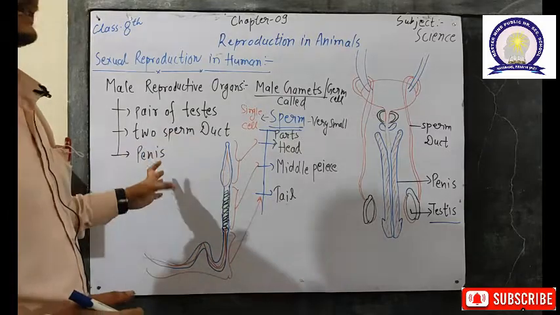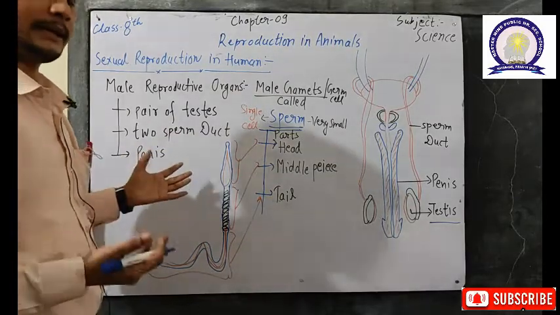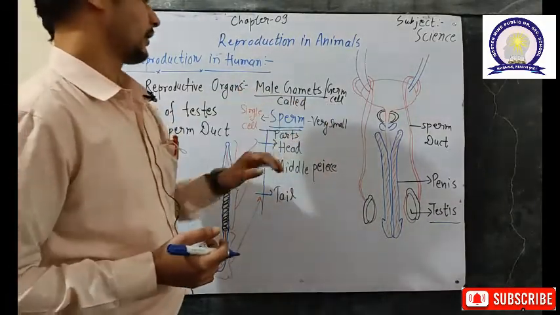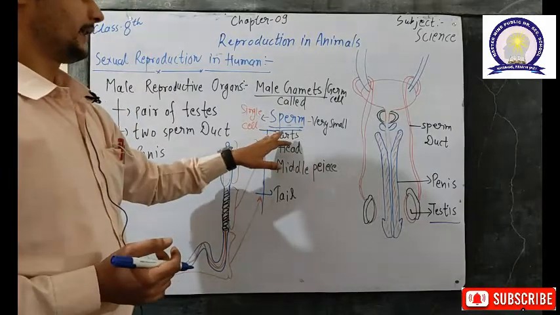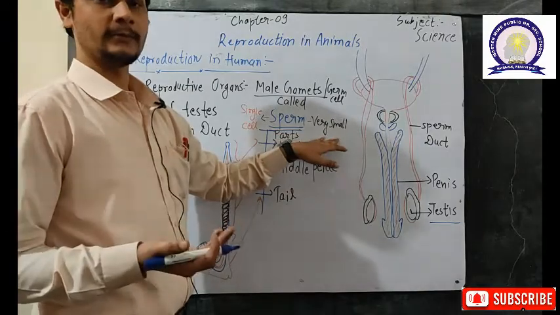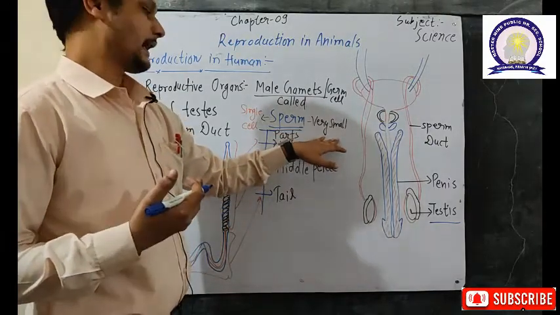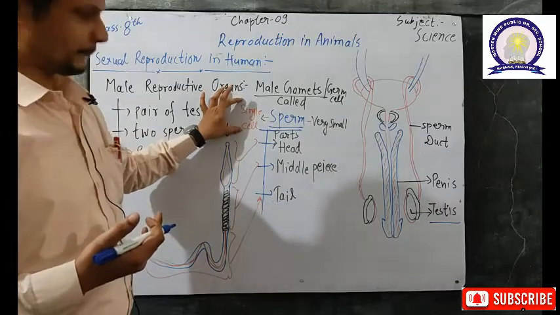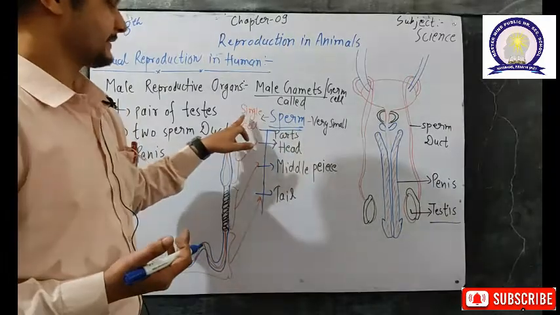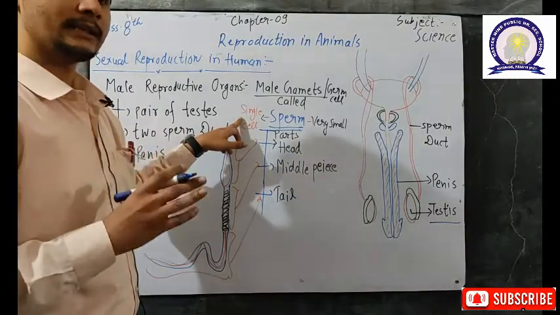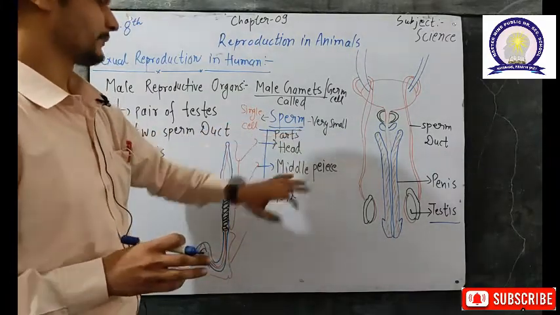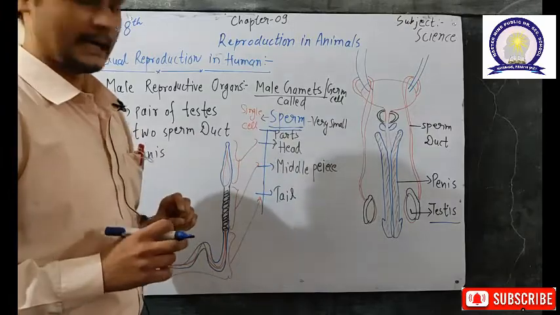Now what type of cell is produced by the human male that is required for sexual reproduction? The male gamete or germ cell, also called a sperm, is very small; you can't see it with the naked eye. If you want to see it, you have to use a microscope. It is also a single cell. That means the various organelles that are present in a normal cell are also present in a sperm. Now sperm has some parts.